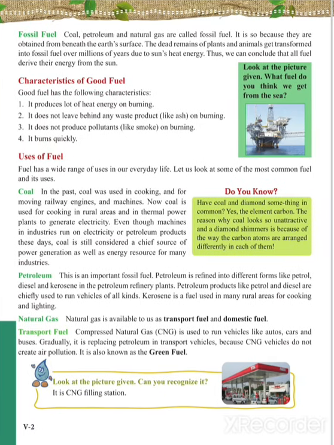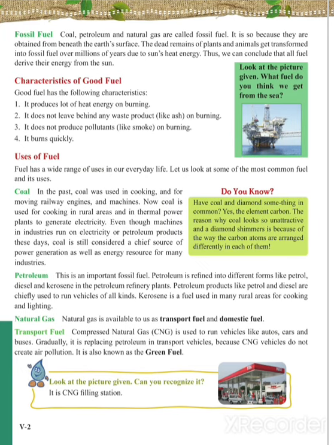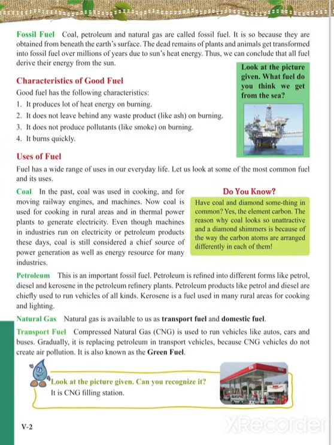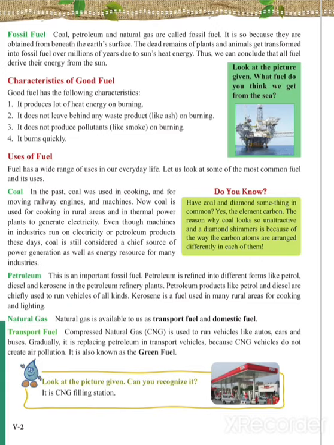Petroleum. There is an important fossil fuel. Petroleum is refined into different forms like petrol, diesel, and kerosene in the petrol refinery plants. Petroleum products like petrol and diesel are mostly used to run vehicles of all kinds, and kerosene is mainly used in the rural areas for cooking and lighting the lamps.